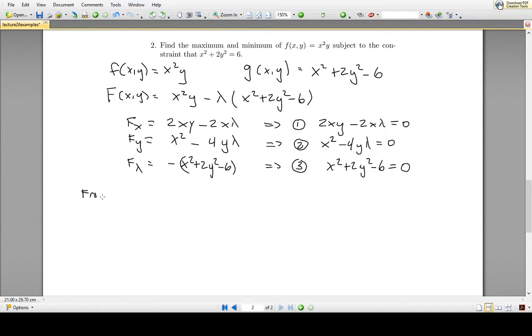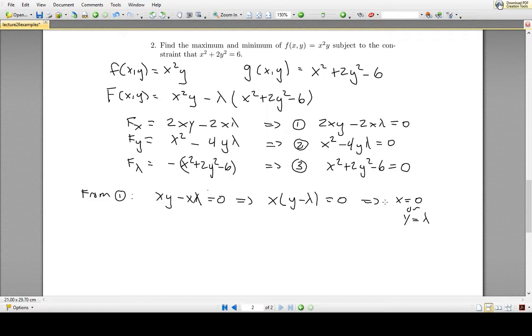From equation 1, I find that 2xy minus 2x lambda is equal to 0. The first thing I'm going to do is divide both sides of this equation by 2, so I get xy minus x lambda equal to 0. If I factor the x out, I get x times y minus lambda equals 0. There are two possibilities here: either x is 0, or y is equal to lambda.